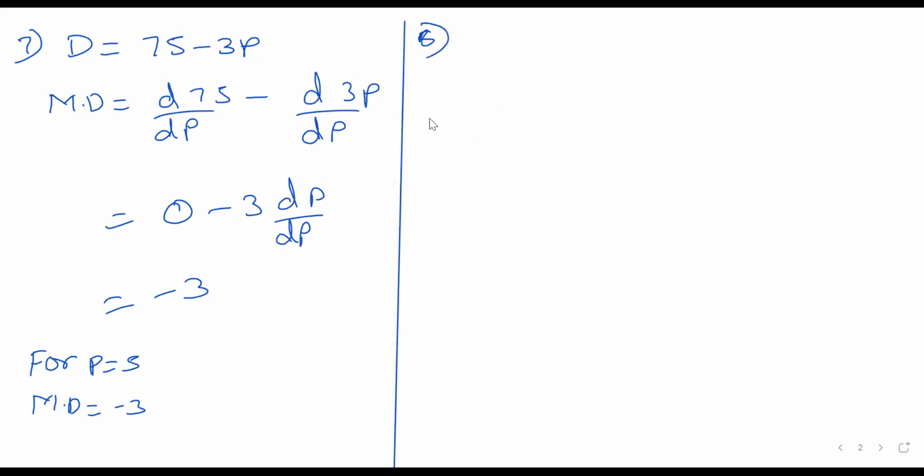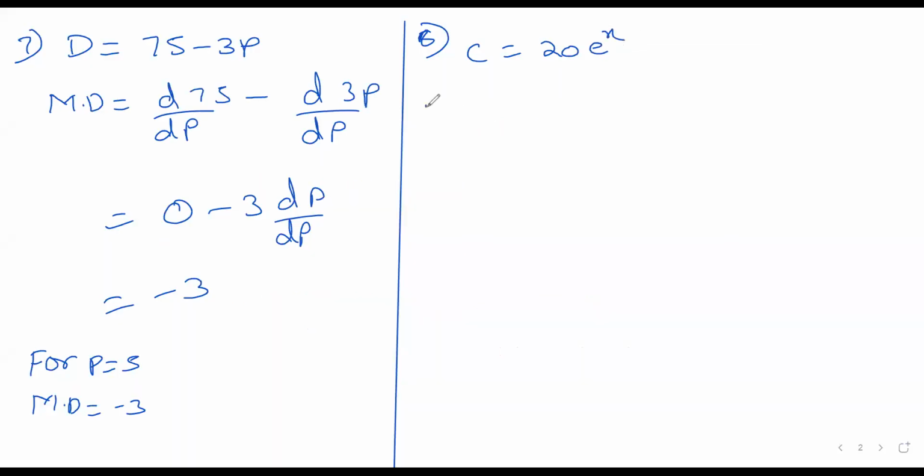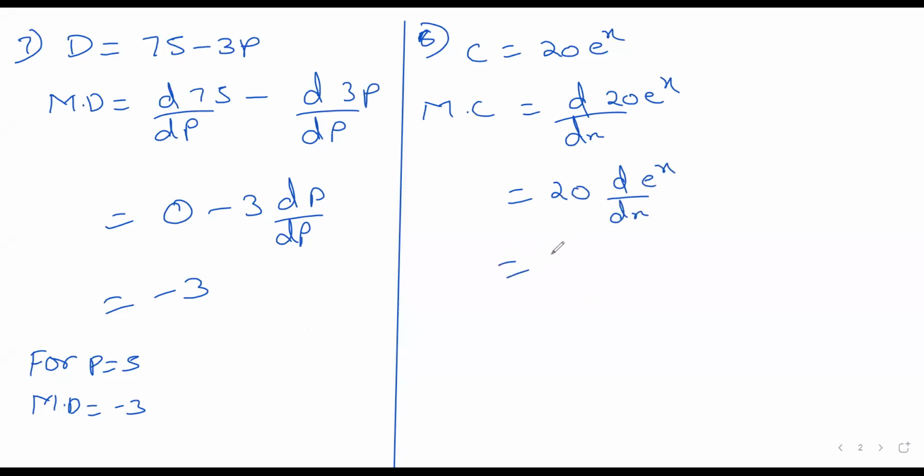सब सेम है, एक जैसे ये मतलब. Actually, the total cost of producing X units is given as C equals 20 e raised to X. Find marginal cost and average cost when X equals 4. What is the total cost function? 20 e raised to X. Marginal cost is d/dx of 20 e raised to X. 20 d/dx of e raised to X is same. At X equals 4, marginal cost will be 20 e raised to 4.